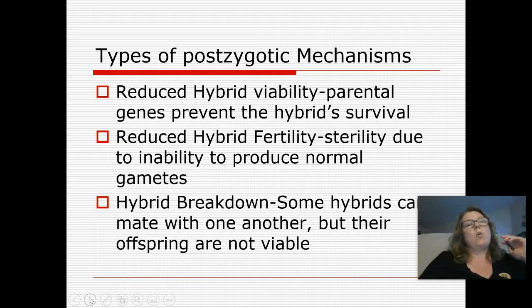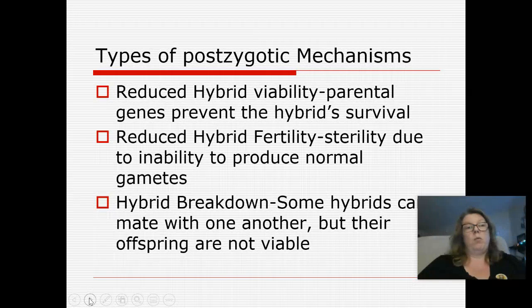All right, so post-zygotic barriers would be things like reduced hybrid viability, where the parental genes prevent the hybrid survival. So the hybrid just doesn't survive long enough to be able to reproduce. Maybe it would have been capable if it survived long enough. You also have sterility. Reduced hybrid fertility means you get sterility due to the inability to produce normal gametes.